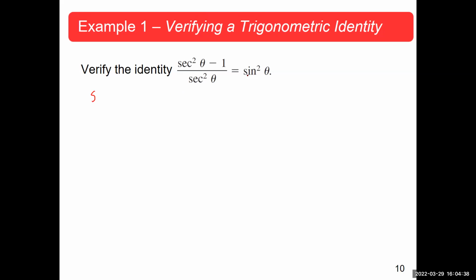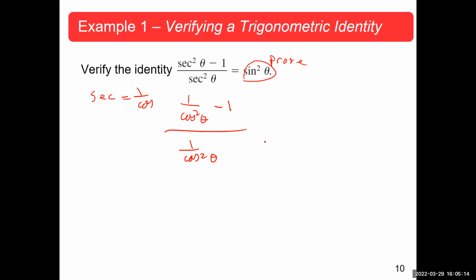Not yet. I'm going to leave this alone, the sine square, because I want to prove this is correct. So you don't touch this one. All I have to work with here is that the secant equals 1 over cosine. That's the only thing I know. So let's put it there. So we're going to have 1 over cosine square theta minus 1, all over 1 over cosine square theta.